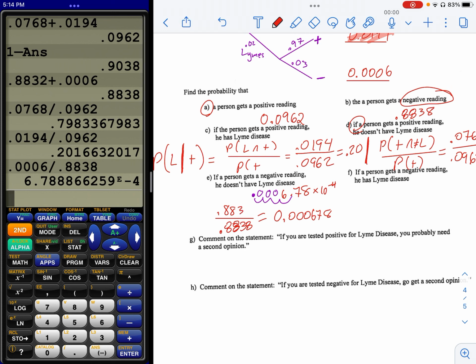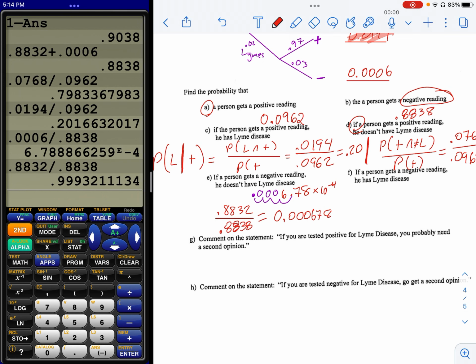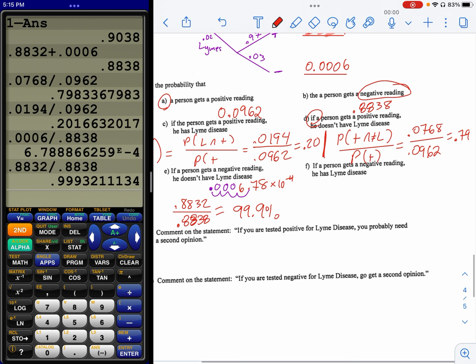A little more prep would be a good idea. Thank you. 0.8838. And this is going to be, look at that, really strong. 99% of the time. 99.9%. That makes more sense. Makes me feel better about the test, too.